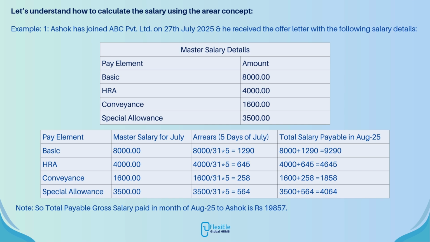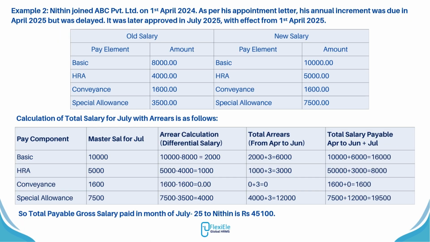and then multiplied by 5. Let's take another example where Nathan's increment was due in April 2025 but it was approved later in July with effect from 1st April. So the difference in salary for April, May and June was calculated and added to July as arrears.